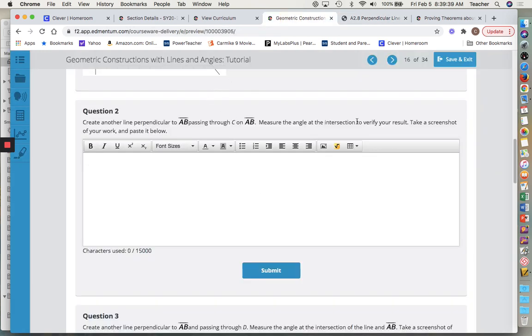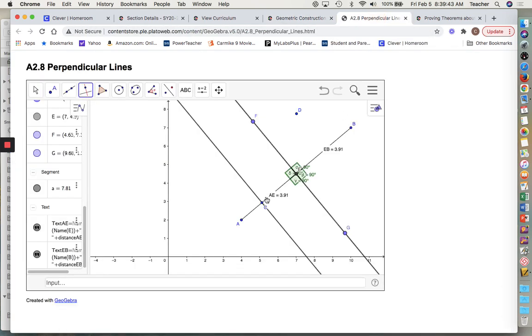All right, measure the angle at the intersection to verify the result, and then take a screenshot. So I'm going to find the measure of this angle right here, and it has to be 90 degrees for it to be perpendicular. Now, for me to do this, I need a point somewhere on this line, so I've got to create a point.